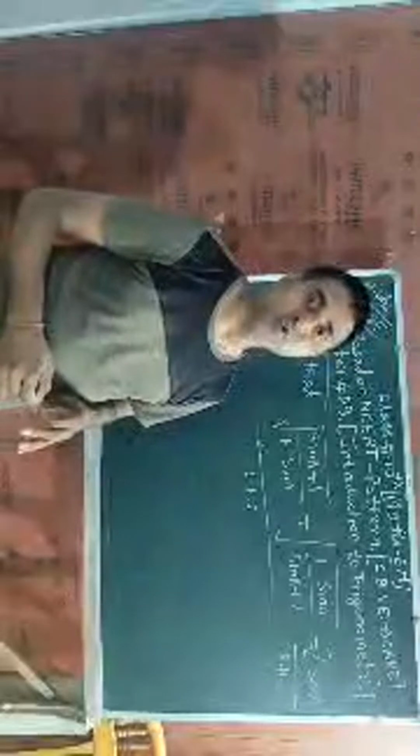First of all, concentrate on this live video to understand how I am going to resolve it. Each and every identity is important. There are 6 trigonometric ratios, and I will use all of them properly for getting the result.